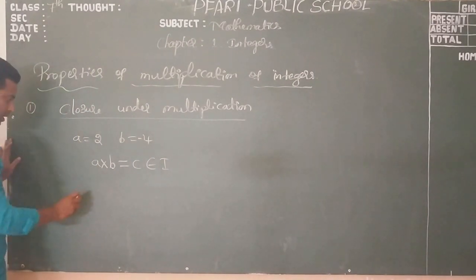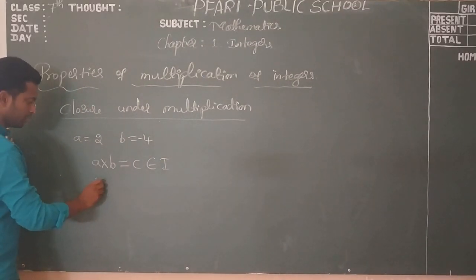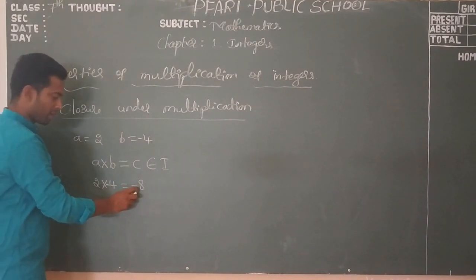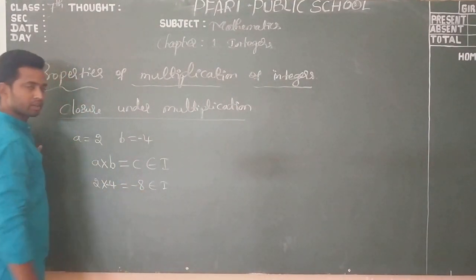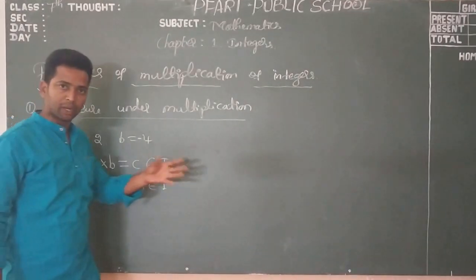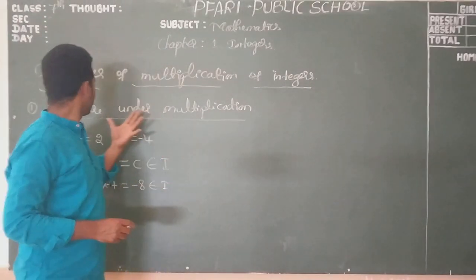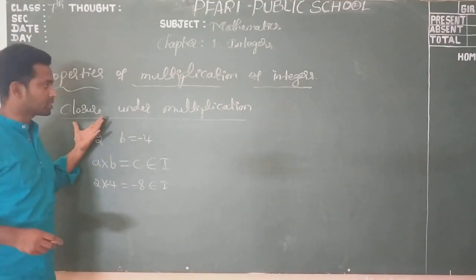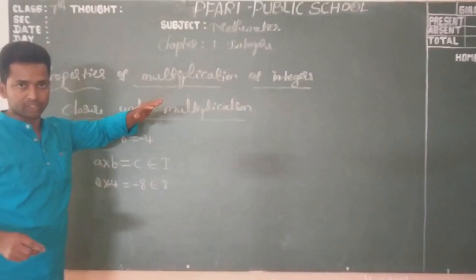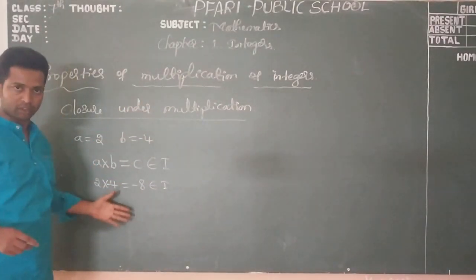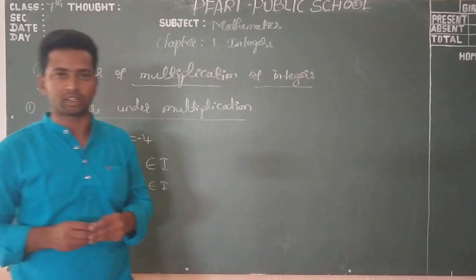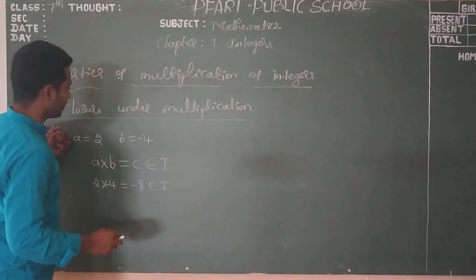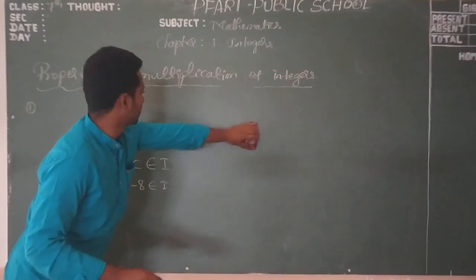Okay. For example, 2 into minus 4 is equal to minus 8. So this minus 8 belongs to the integers. If the product belongs to the integers, then this property holds good. So this property is verified under multiplication. You can check for all the integers. Okay. That is closure under multiplication.